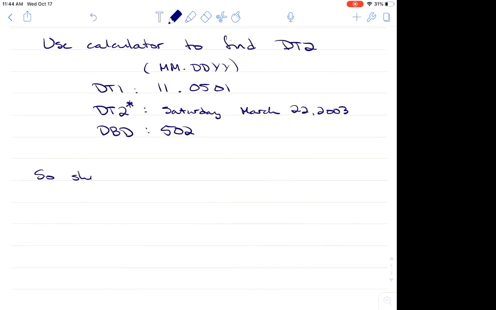So she paid back the loan on March 22nd, 2003. All right. Any questions about that one? No. Okay. No, maybe let's look at it after then.